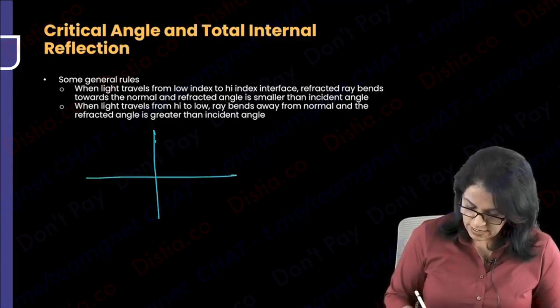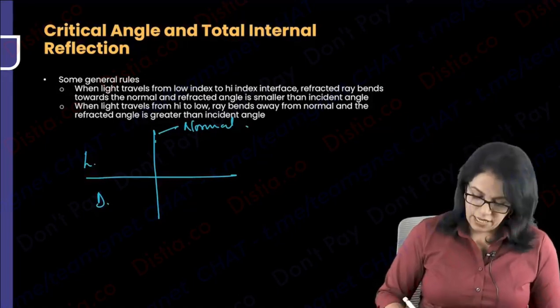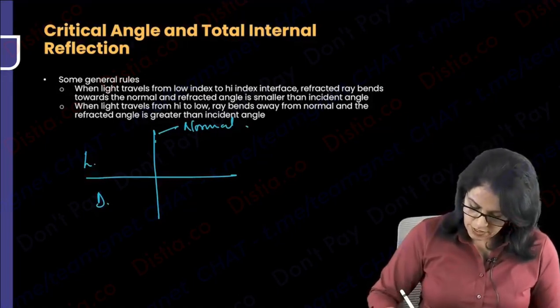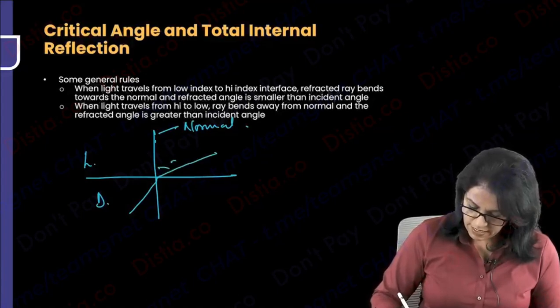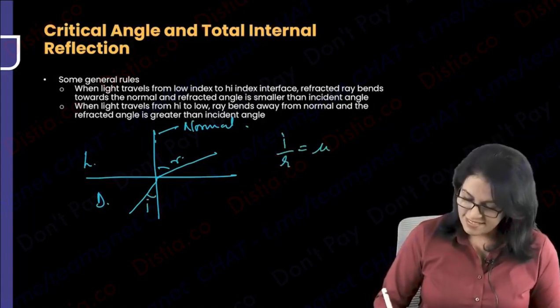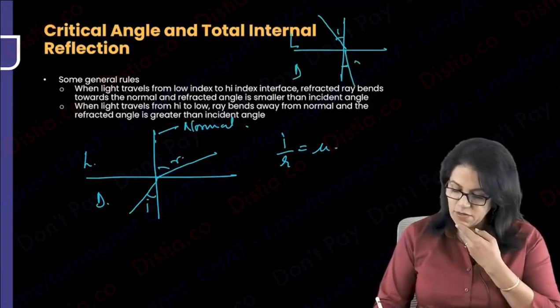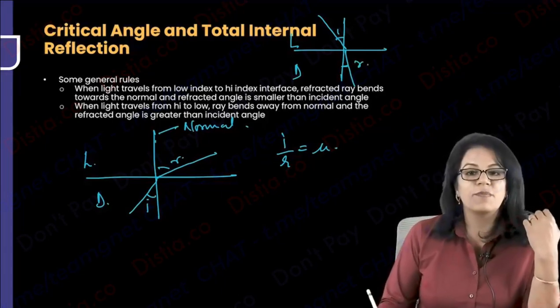If this is the denser and this is the lighter medium, this one is the normal. If the light ray comes from the denser to the lighter medium, this is the angle of incidence, and when it goes away from the normal, that becomes the angle of refraction. You have learned this? In refraction, I upon R is equal to mu, right? It can be lighter to denser or denser to lighter. If this is lighter and this is denser, the ray can bend towards the normal; this will be the angle of refraction. And the ratio of I upon R is mu.